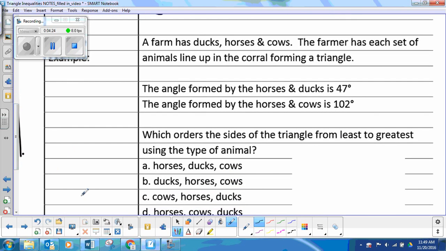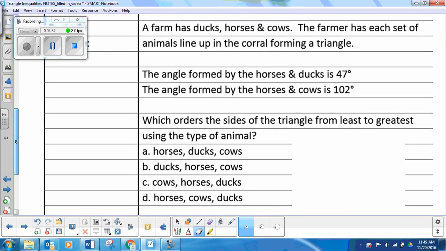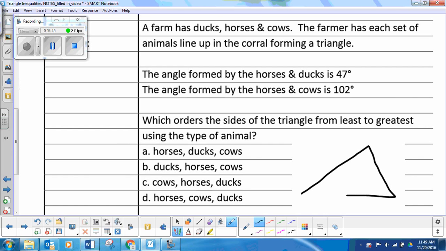We've got a situation as such. We have a farm with ducks, horses, and cows. And the farmer has each set of animals line up in a corral, forming a triangle. So let's start by drawing our triangle so that we can kind of see what direction we're going to take here. So here's a triangle, not beautiful, but one that we can use. And it's saying that we have ducks, and then the horses, and then we have the cows. So go ahead and draw your triangle and label the sides based on the animals.